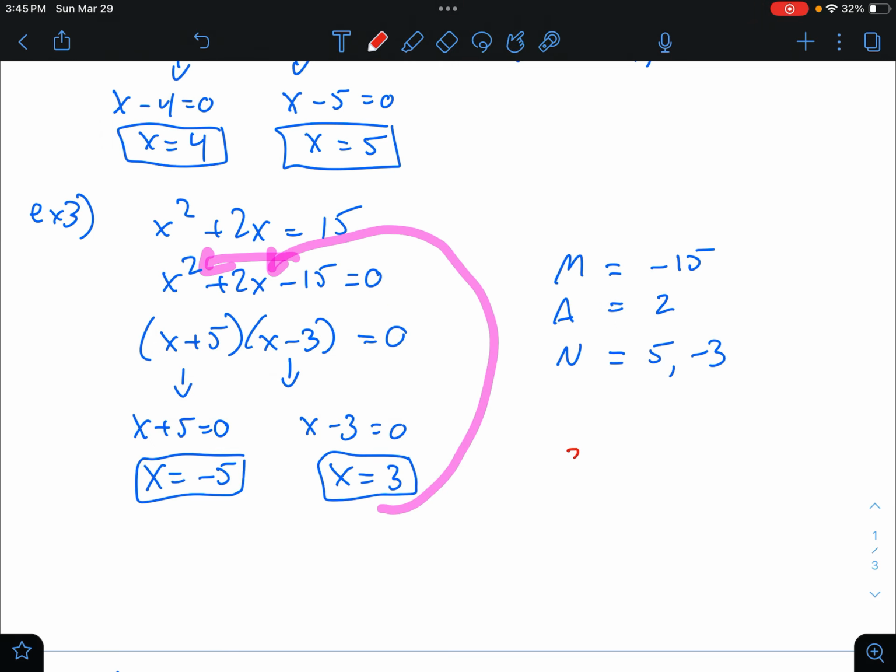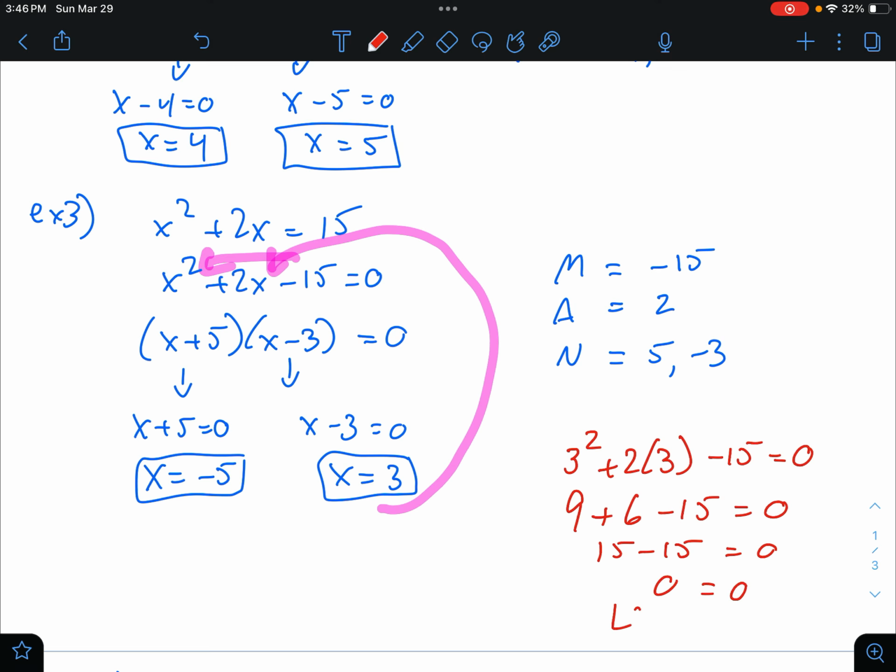So if I were to sub that in, you would get 3 squared plus 2 times 3 minus 15 equals 0. And it should end up with left side and right side being the same, being 0. So this would be 9 plus 6 minus 15 equals 0. 9 plus 6 is going to be 15. So we got left side equals right side. So that is the answer. Okay? So if you ever have to check it, that's what you can do. That's how you can verify and double check your answers.